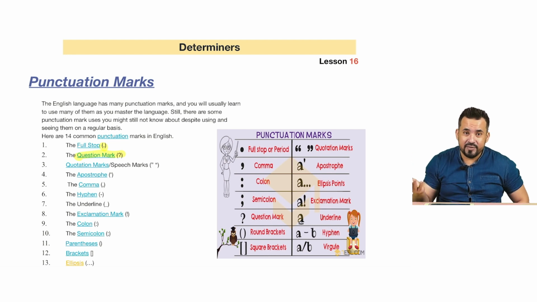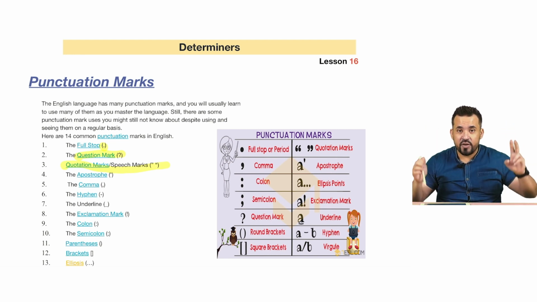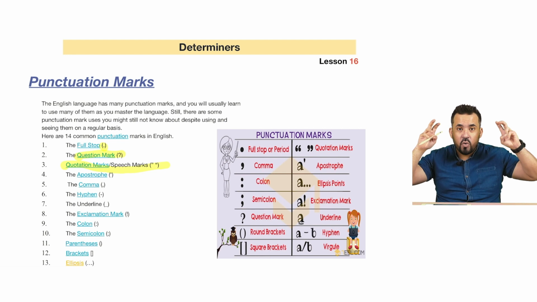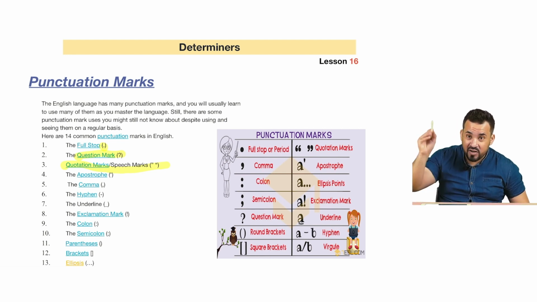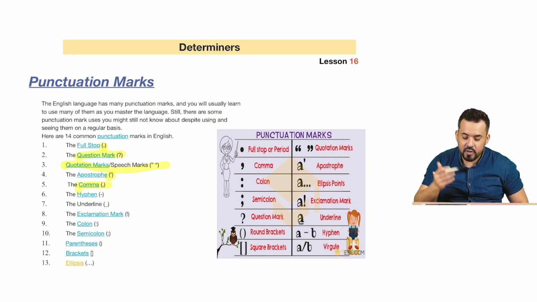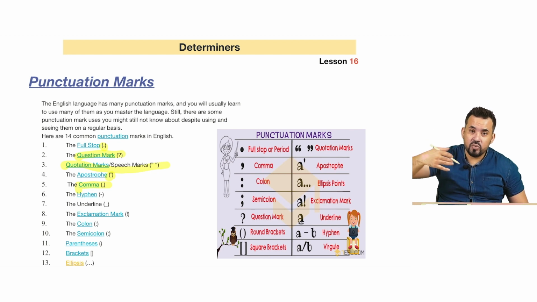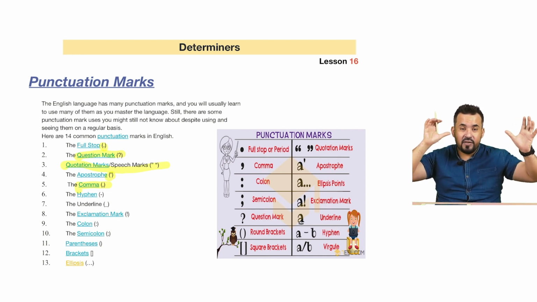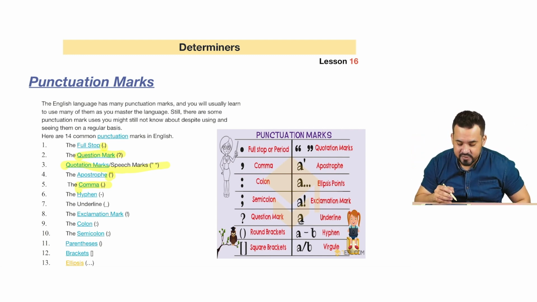Question mark, we use it to indicate that this is a question. Speech marks. Those are just air quotes. Have you seen people talking and going like that? That just means air quotes, like quote unquote. You have the apostrophe, this one right here. Apostrophe S when you have possession, and we use apostrophes in contractions. Comma. A comma is used to separate the sentences. It doesn't end the paragraph, but it's just used to separate.